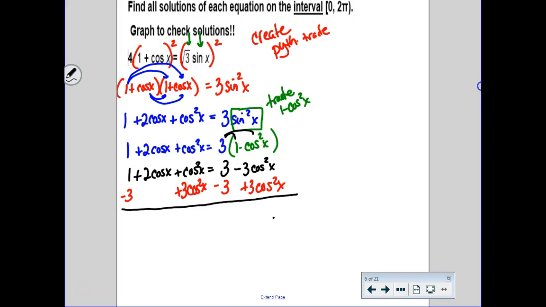So the term that we're going to write down first is the cosine squared term. So you have 1 cosine squared plus 3 cosine squared. This is really 4 cosine squareds. You have a plus 2 cosine. And then 1 plus negative 3, or 1 minus 3 is minus 2. Finally, we have a quadratic looking thing.